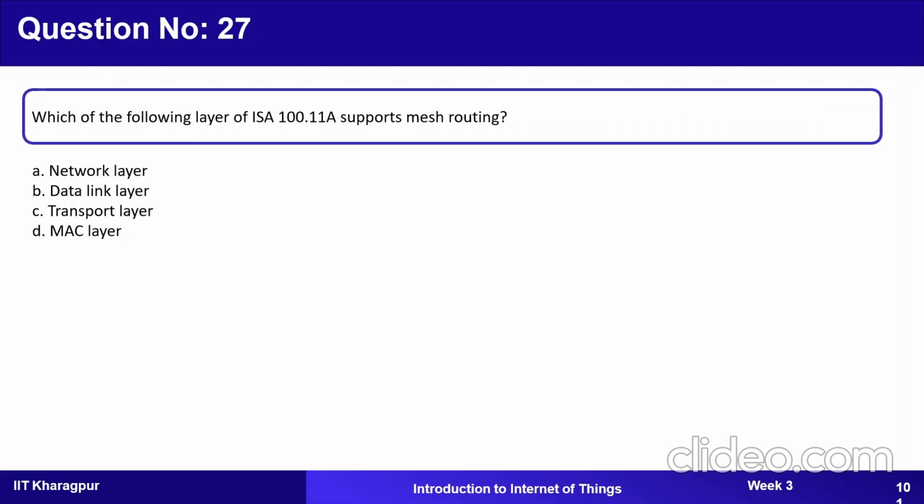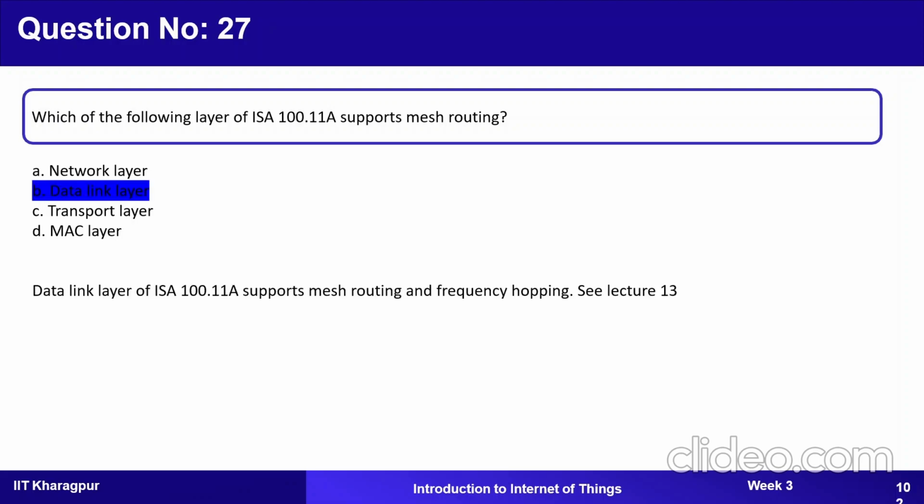Next question is, which of the following layers of ISA 100.11a supports mesh routing? Options are network layer, data link layer, transport layer and MAC layer. Mesh routing is handled by the data link layer of ISA 100.11a. So the correct option for this question is B.